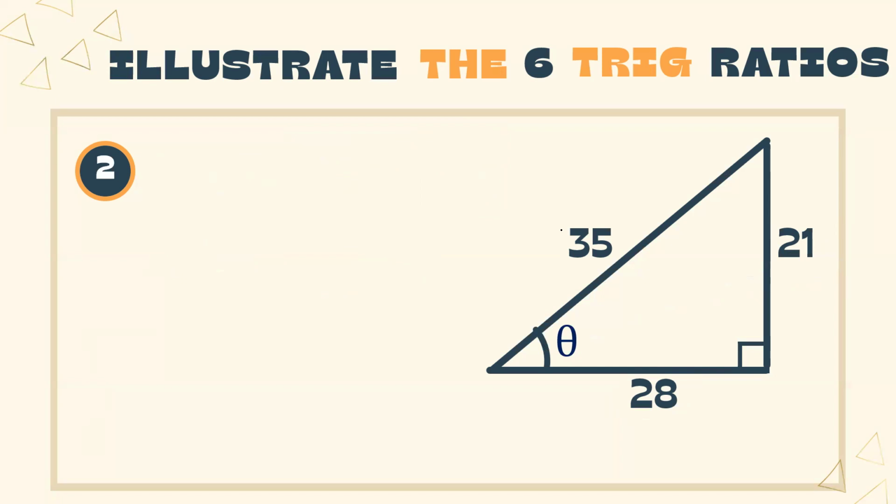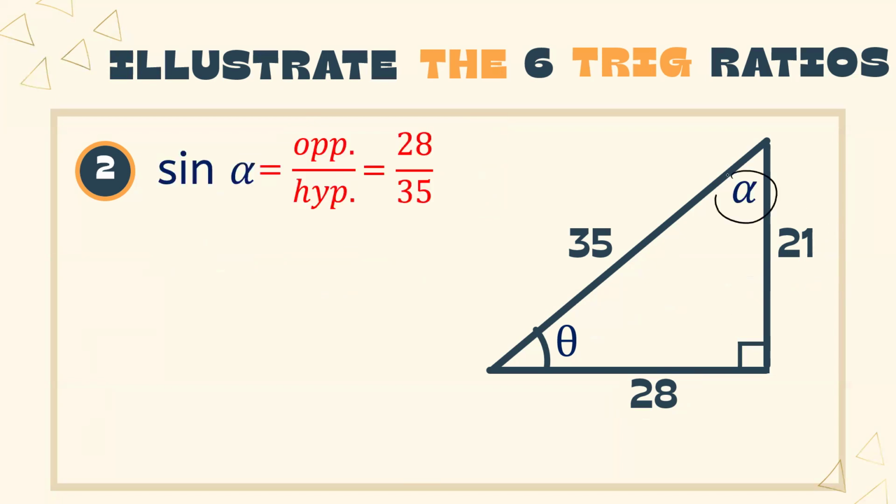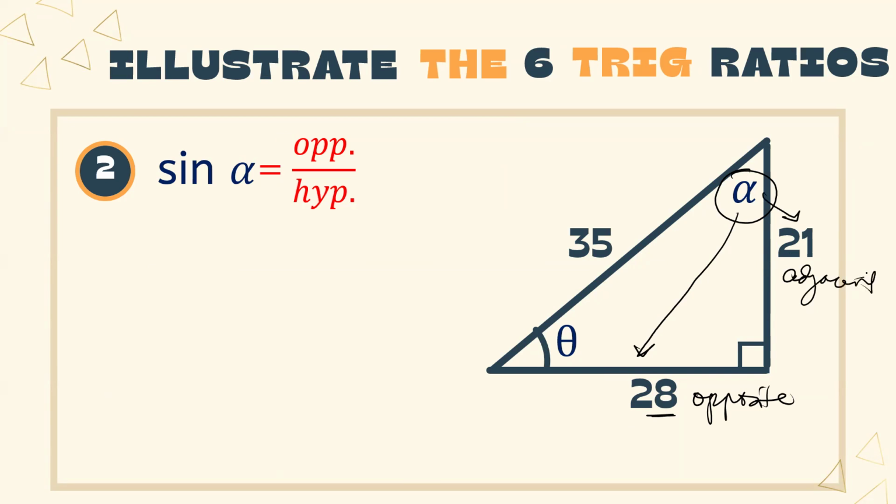Let's have another example. What if we have this angle theta and these sides? Okay? What about if we have alpha? We'll consider angle alpha here. If this is angle alpha, the leg with the length of 28 will be its opposite side. The leg with the length of 21 is its adjacent side, and 35 will still be the hypotenuse. Okay? Is that clear? Very good.